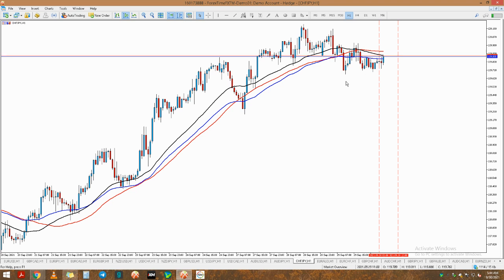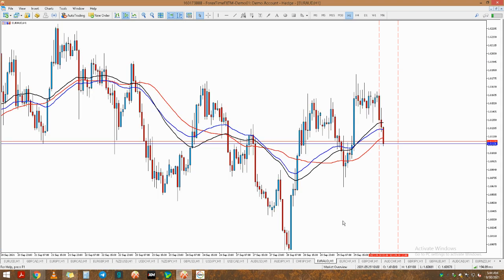Also here we don't have something good. You could argue this zone, you could argue this area here, but it does not look that good, so I'm going to pass it. We also have Euro JPY, Euro Audi.